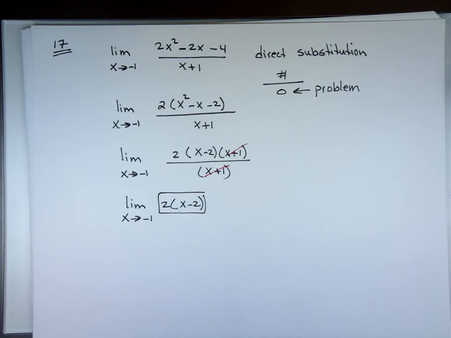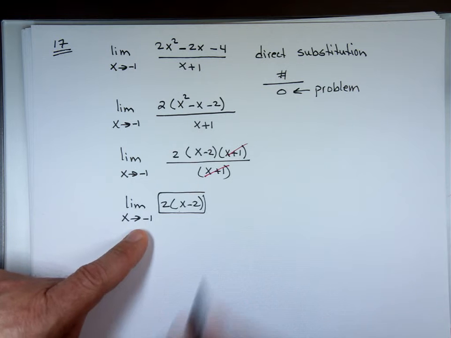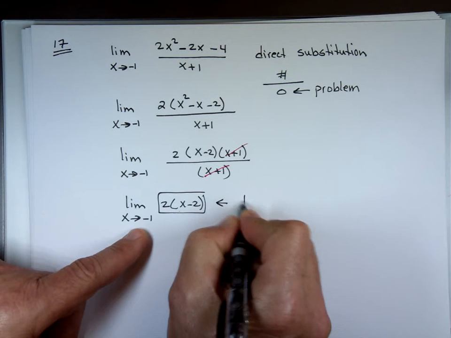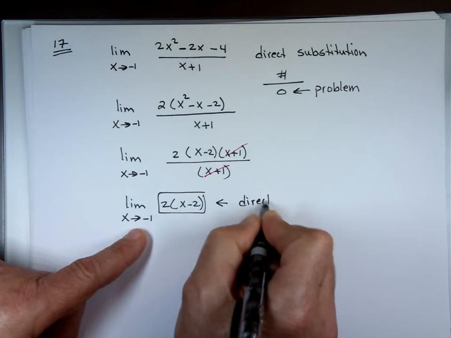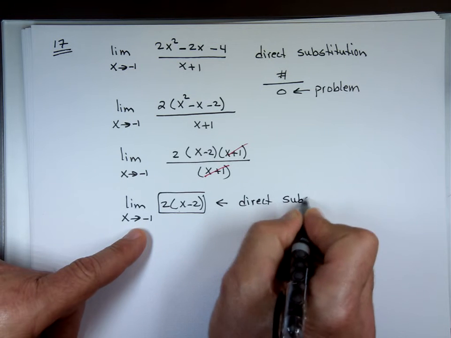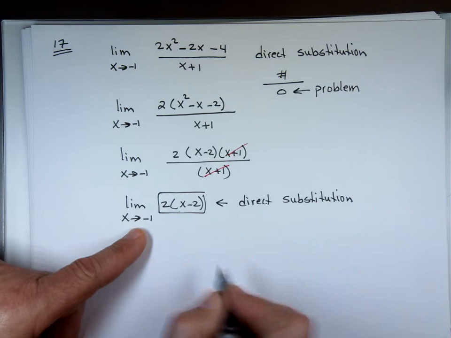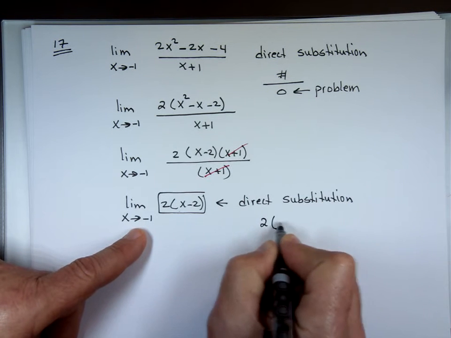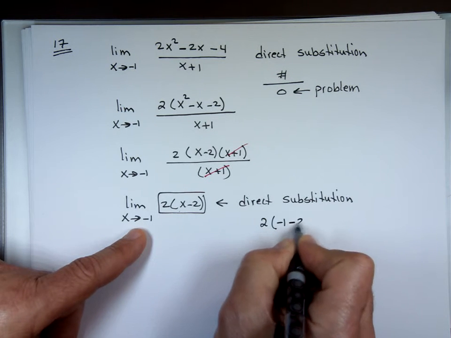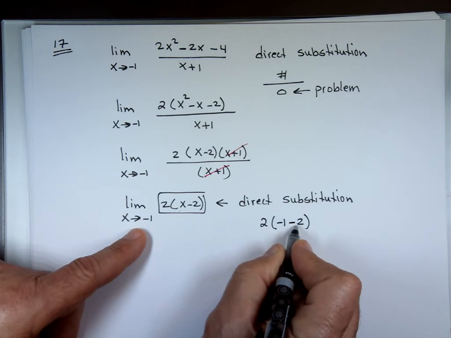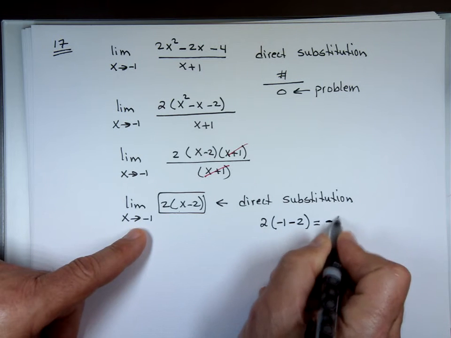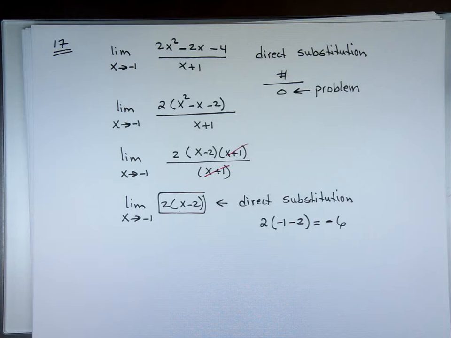Now, what's the value when x approaches negative 1? Try again direct substitution. That's 2 times negative 1 minus the 2. That's a negative 3. Is that a negative 6? So my answer for that will be a negative 6.